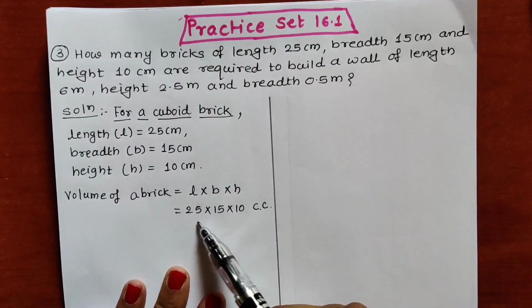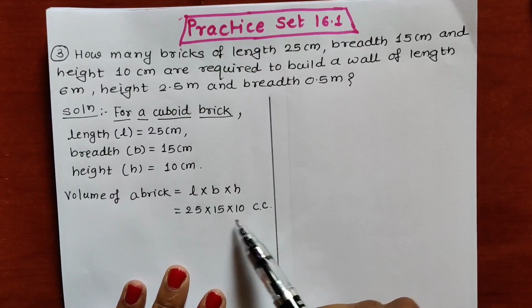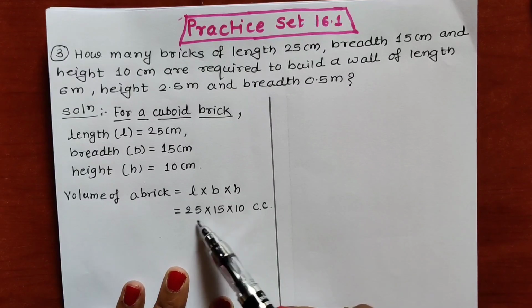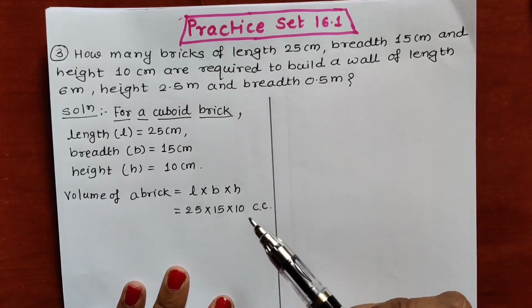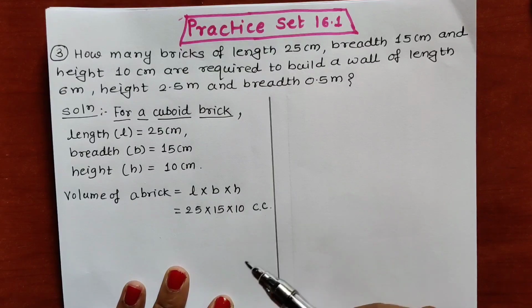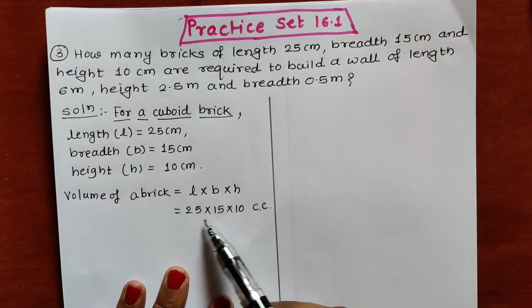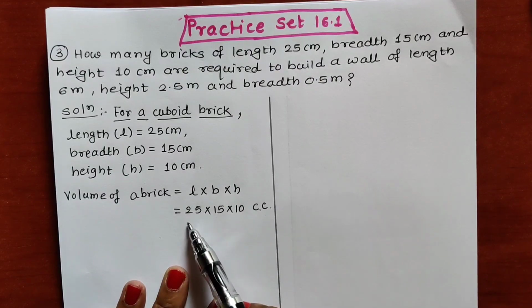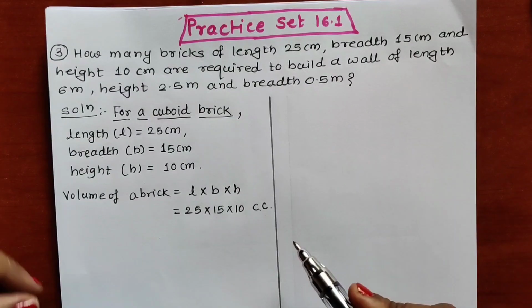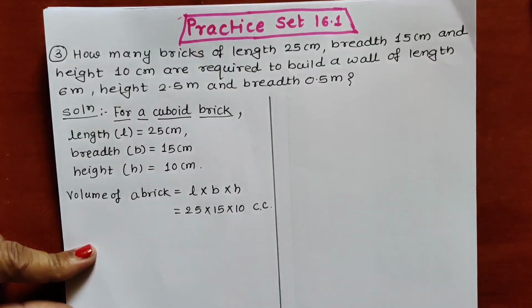I am not writing the answer of this multiplication. I will keep it as it is, 25 into 15 into 10, because afterwards we will have to divide and it becomes easy for calculations, and that's why I am not writing the answer of this multiplication below it. I am going to keep it as it is. Now let us see for a wall.